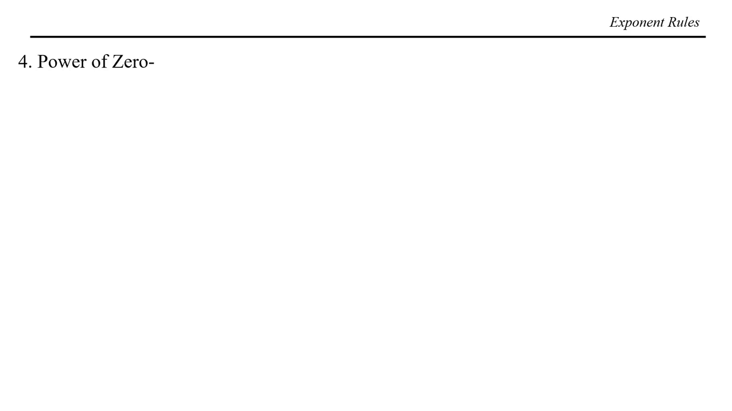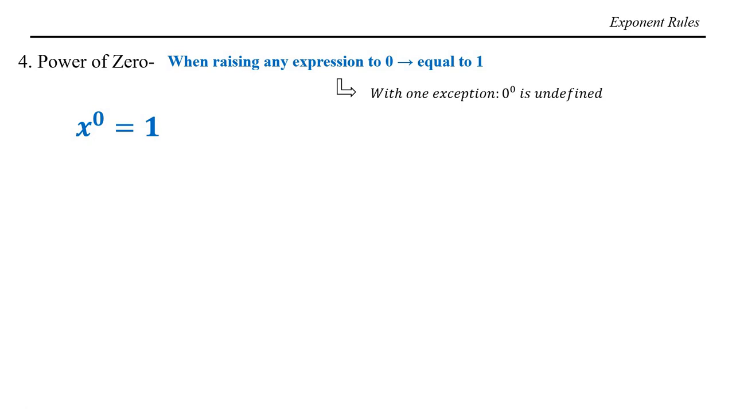Our next rule is the power of 0. And that states that any value x to the power of 0 is equal to 1. So when raising any expression to 0, it is equal to 1, with one exception. When 0 is raised to the power of 0, it is undefined. So any other value raised to the power of 0 is equal to 1. So let's go ahead and prove that.